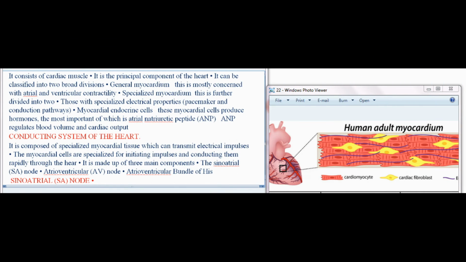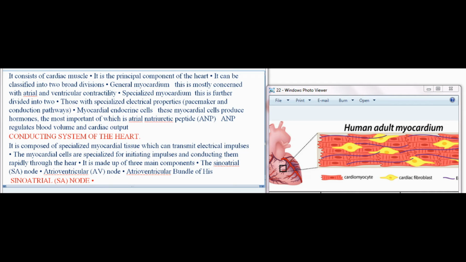Myocardium. It consists of cardiac muscle. It is the principal component of the heart. It can be classified into two broad divisions. General myocardium. This is mostly concerned with atrial and ventricular contractility. Specialized myocardium. This is further divided into two: those with specialized electrical properties, pacemaker and conduction pathways, and myocardial endocrine cells. These myocardial cells produce hormones, the most important of which is atrial natriuretic peptide, ANP. ANP regulates blood volume and cardiac output.